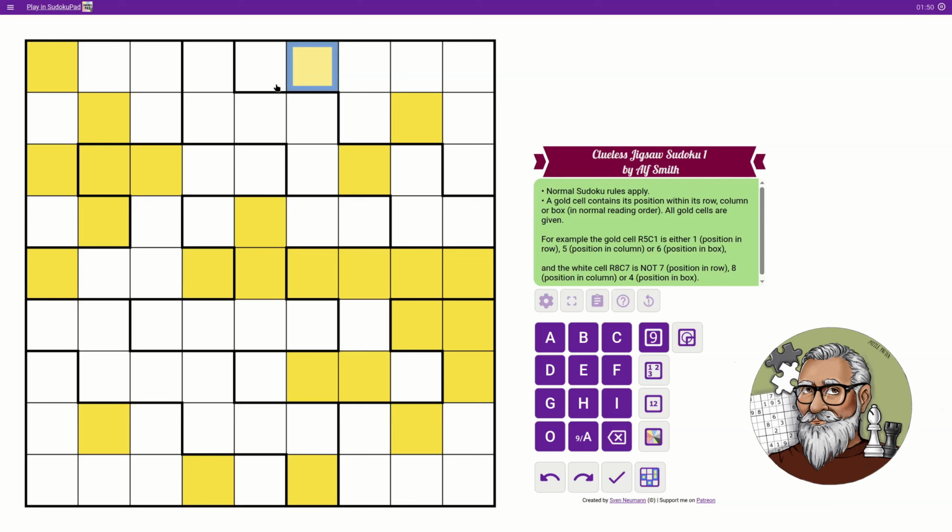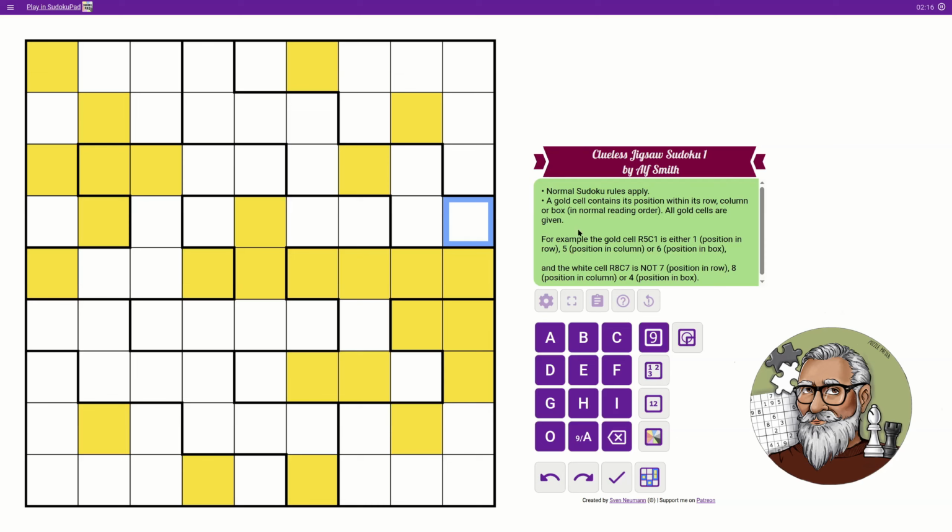So if we take normal reading order in this region, we're going to start from here, so left to right, and this is going to be 1, 2, 3, 4, 5, 6, 7, 8, and 9. Here, we'll say it's 1, 2, 3, 4, 5, 6, 7, 8, and 9, and so on and so forth.